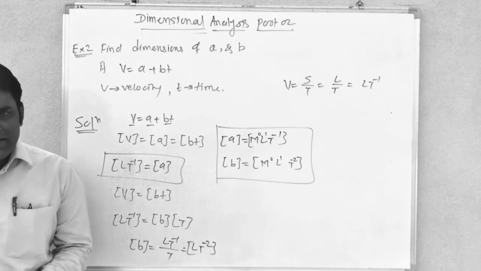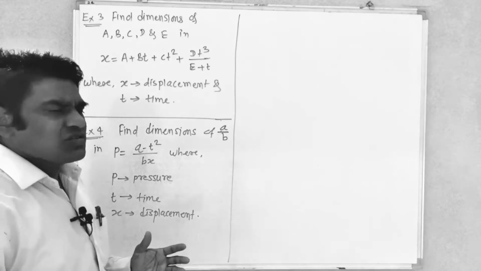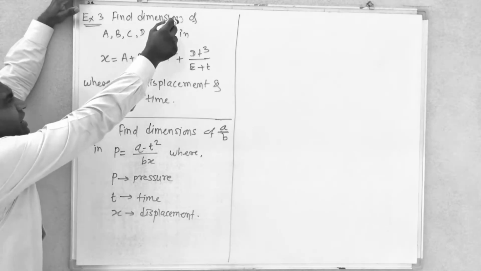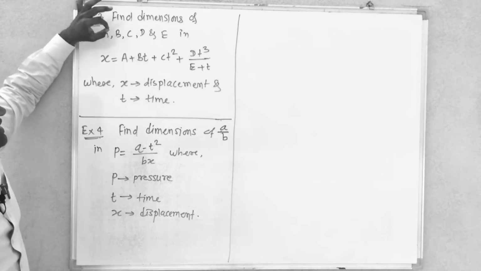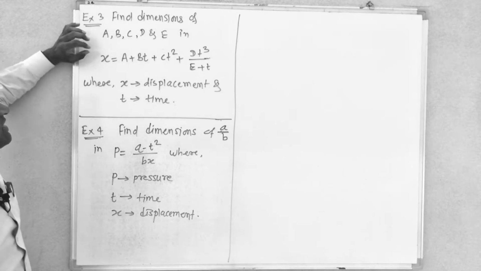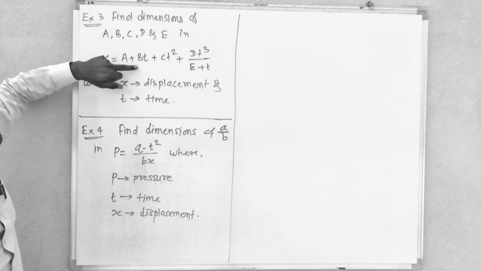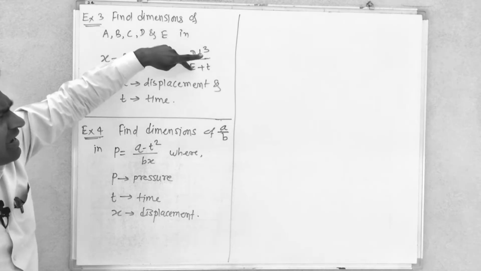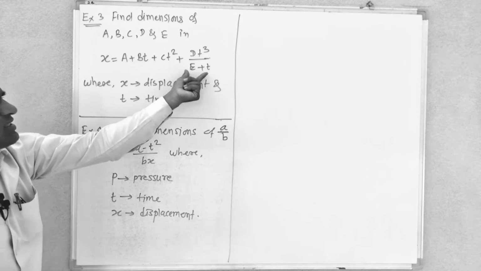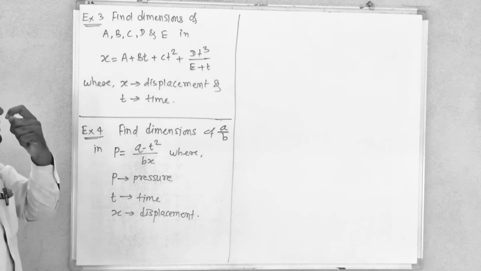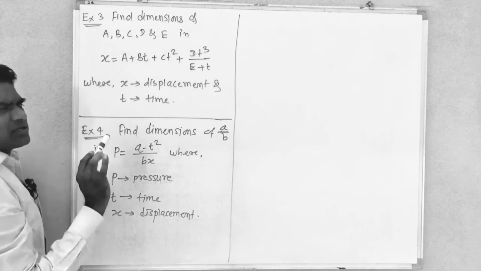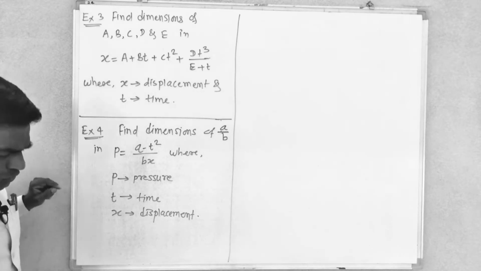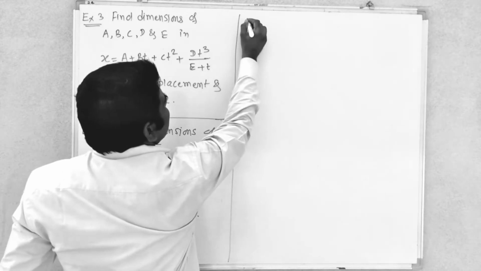Note down this. Can I read this? So okay, example number 3. Find the dimensions of A, B, C, D and E in x is equal to A plus BT plus CT square plus last term DT cube by E plus T. This is one complete term. So how many terms are there? 1, 2, 3, 4, 5 terms are there, where x is the displacement and t is the time. So how to solve this?